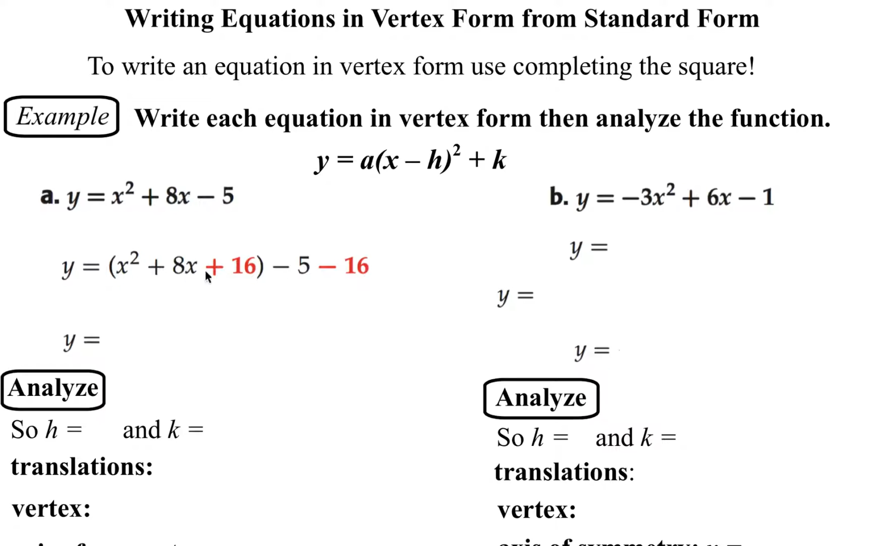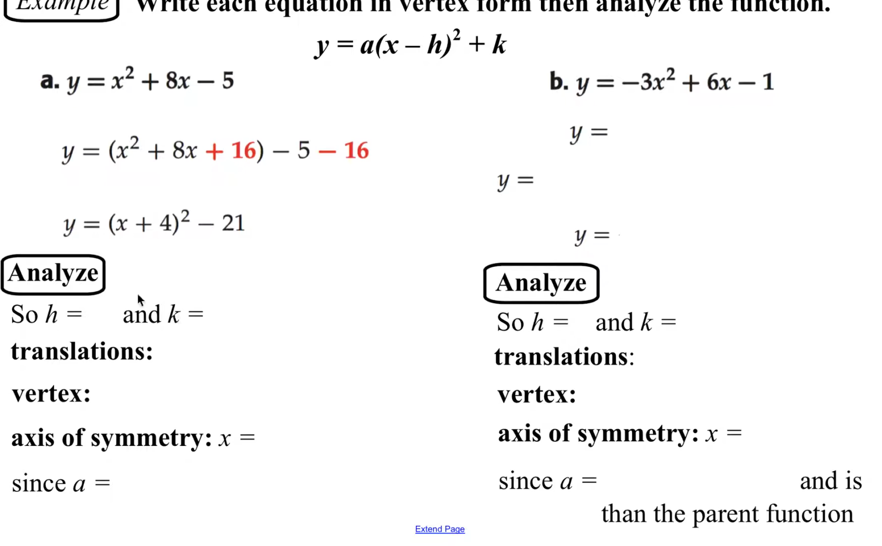So now this is a perfect square trinomial. We can write that as x plus 4, the quantity squared. And then these two combine to give us a negative 21. So now from that, we should be able to find our vertex. That tells us that h is negative 4, because this has to be a minus sign, right? So it's negative 4. So h is negative 4, k is negative 21. And it tells us that we are translating left 4 units and down 21 units.